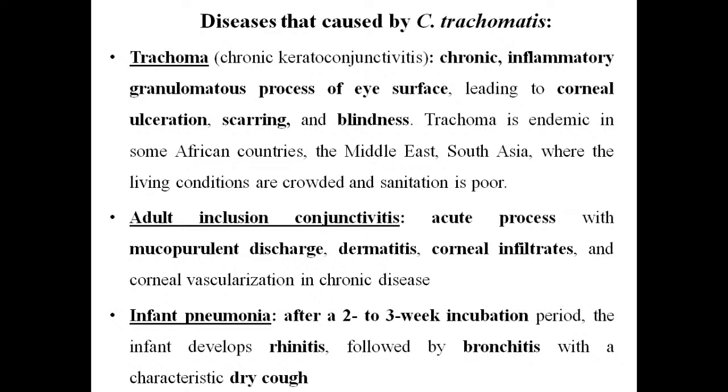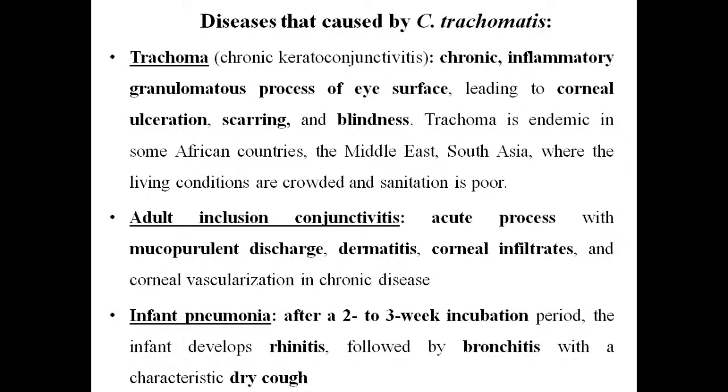Diseases caused by Chlamydia trachomatis. We have started to talk about them. The first one is trachoma. It is also called chronic keratoconjunctivitis or inclusion conjunctivitis. So you must remember that trachoma infects eyes. It is a chronic inflammatory granulomatous process of the eye surface, leading to corneal ulceration, scarring, and blindness. Trachoma is endemic in some African countries, the Middle East, and South Asia, where living conditions are crowded and sanitation is poor. It is transmitted by direct contact of infected fingers, hands, or things with the eyes.